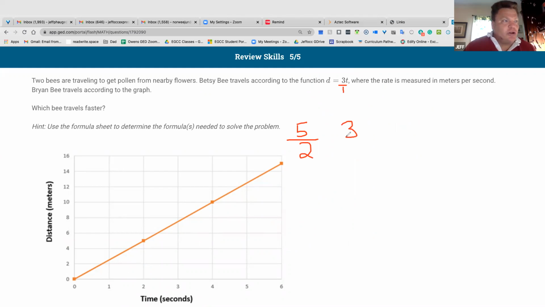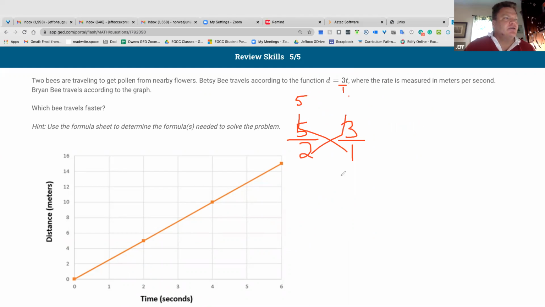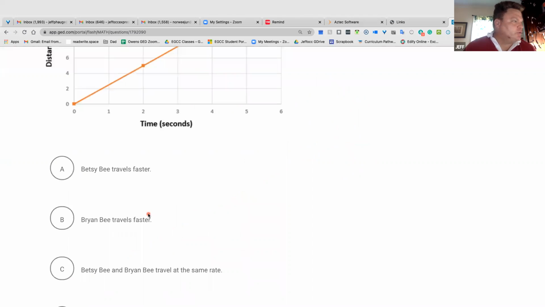Even if we didn't divide down, this is 3/1. And if we ever want to know which fraction is bigger, cross multiply overhead like that. Whichever has the bigger number on top is the answer. So Betsy is the faster bee. Brian's got to work on his cardio. So the answer will be Betsy. I'm going to click Brian to get it wrong.